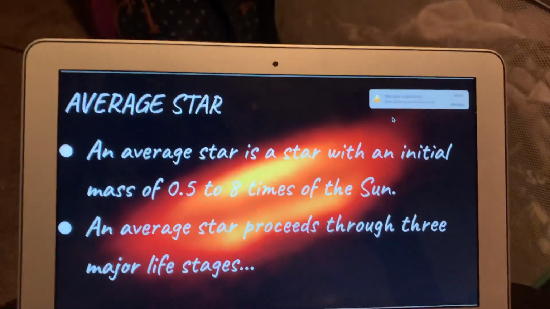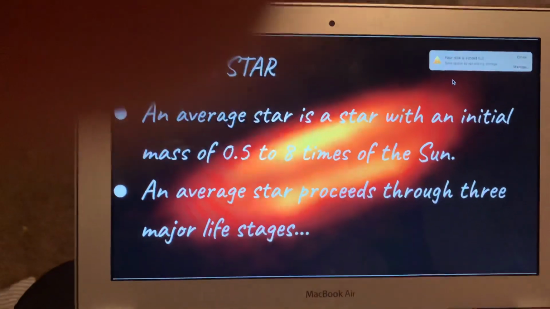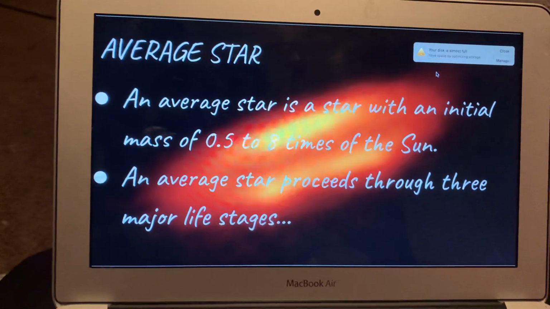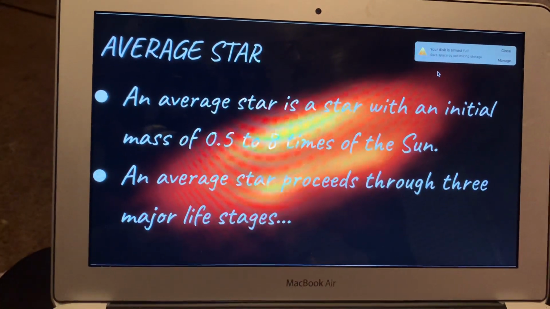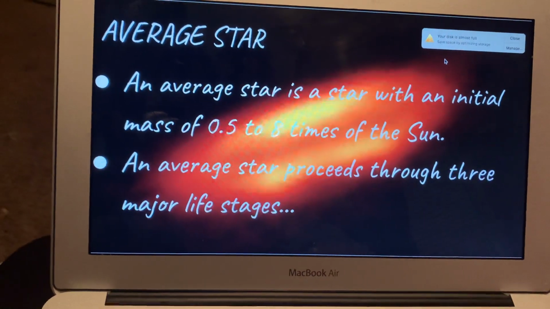Okay, now going back to that life cycle of a star. The next step from the nebula is the average star. An average star is a star with an initial mass of 0.5 to 8 times that of the sun. An average star proceeds through 3 major life stages.